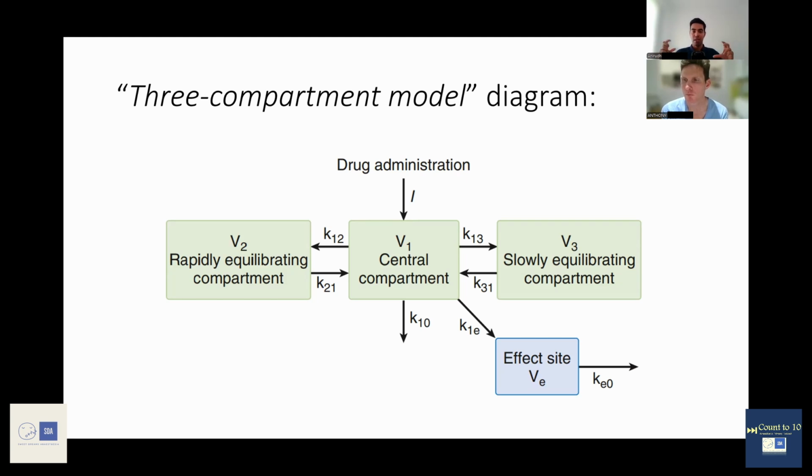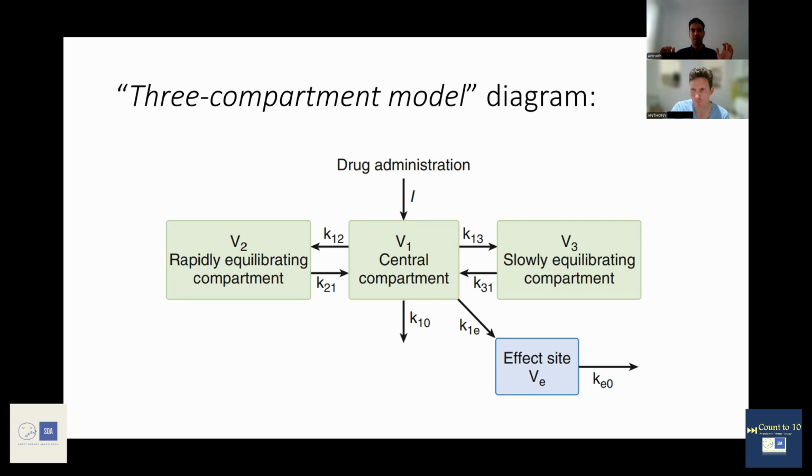Everything needs to go back into the central compartment to then be eliminated, and that elimination is referred to as the elimination constant, which is referred to as K10. Drugs that go to the effect site, which is a separate thing, also come from the central compartment. So from V1, they go to the effect site, and we'll go into talking about KEOs later on.